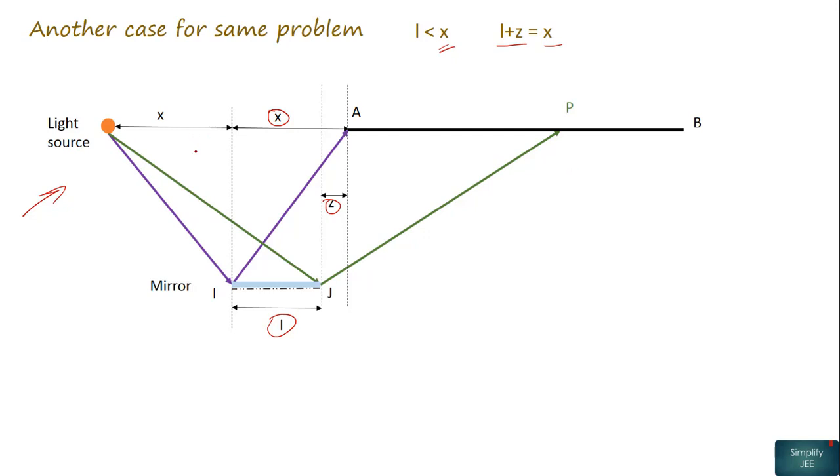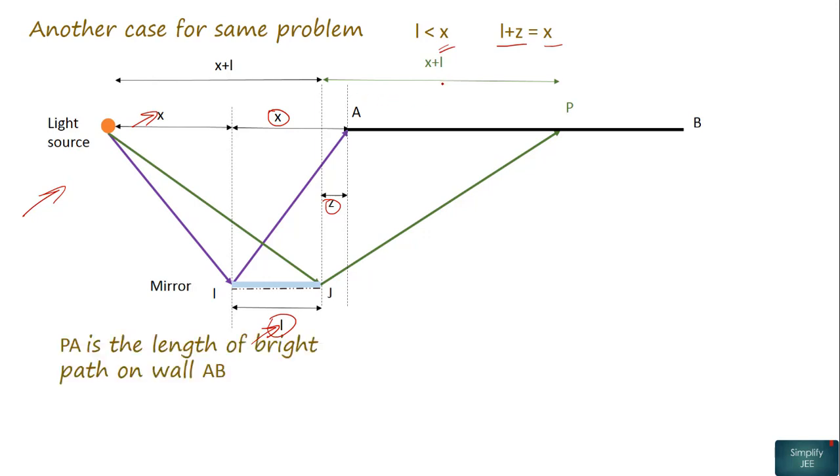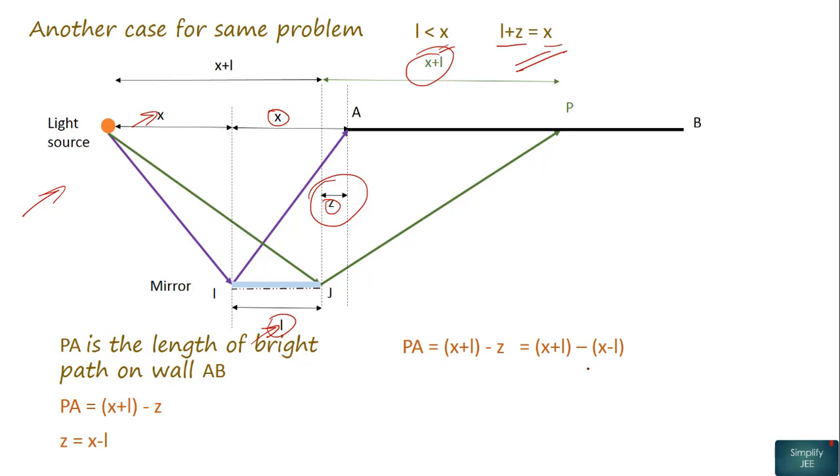Here in this, the edge J is at a distance of L plus x from the light source. Hence, point P will be at a distance of x plus L units from edge J of the mirror, and PA will be the length of bright path produced on wall AB, and PA in this case will be equal to x plus L minus z units, and z here will be equal to x minus L from this equation. Hence, PA is equal to x plus L minus x minus L, or equal to 2L. Hence, the length of bright path produced on wall AB in this case will be equal to 2L.